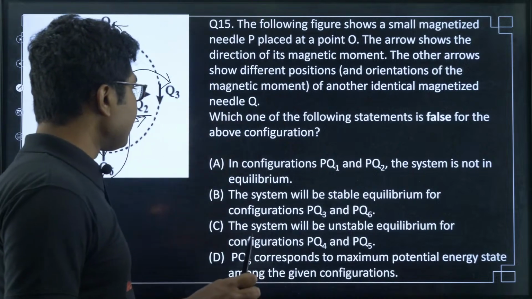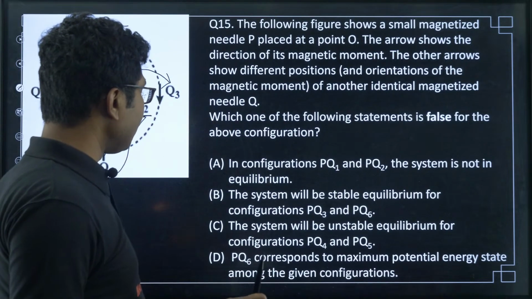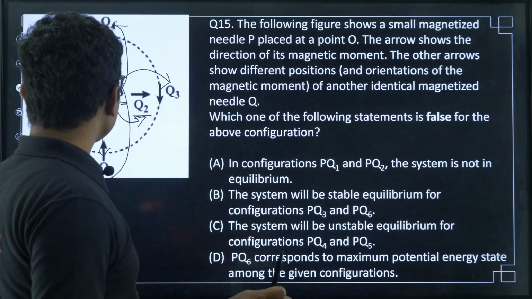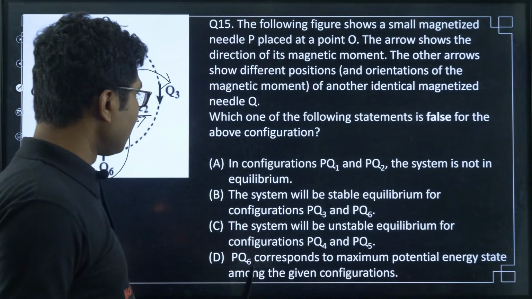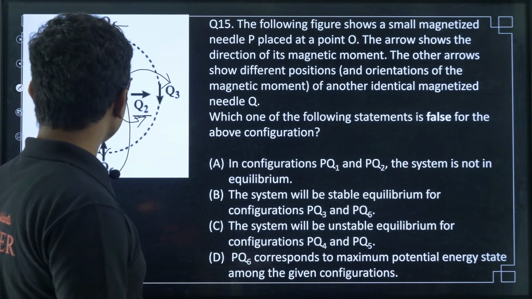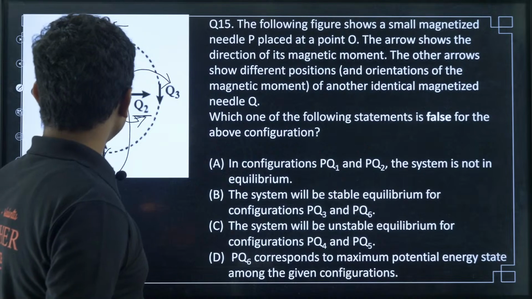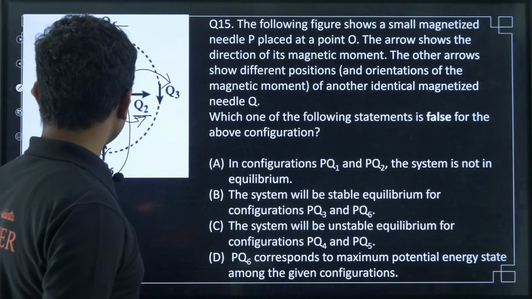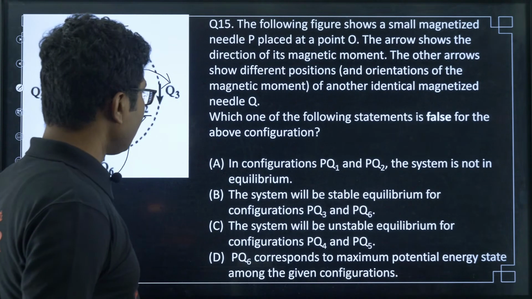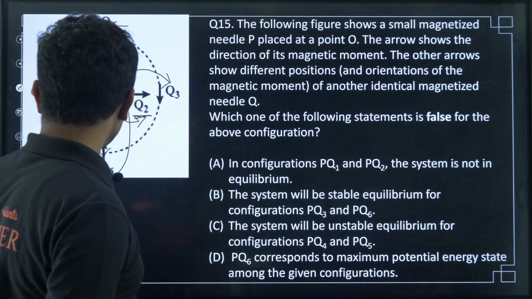(15b) The system will be stable equilibrium for configuration PQ3 and PQ6. So you are saying that this is not stable equilibrium for PQ3 and PQ6. This is correct statement only.